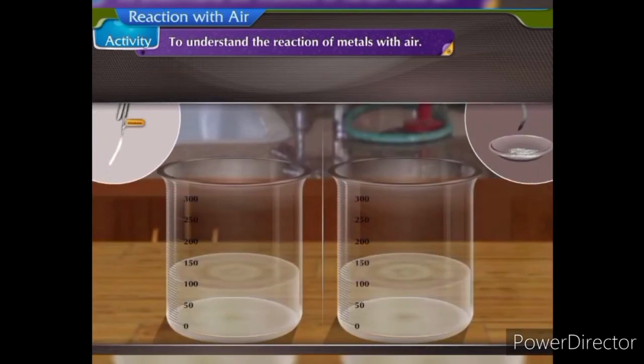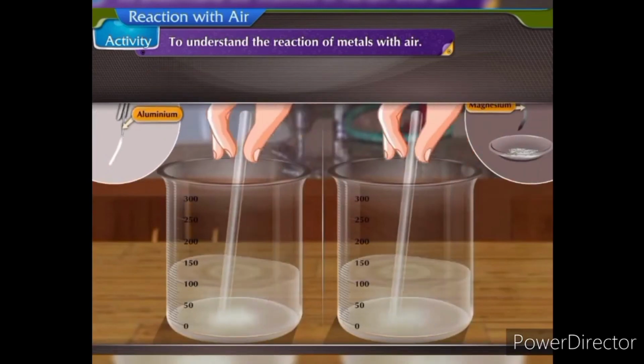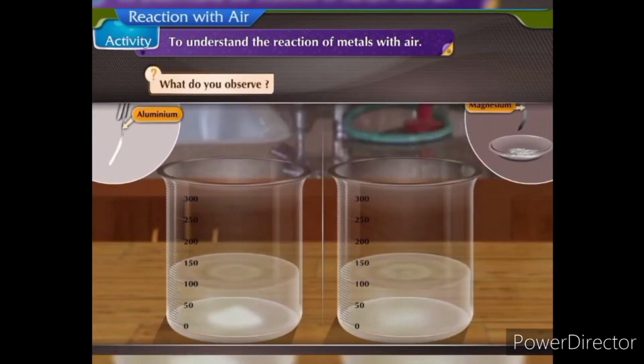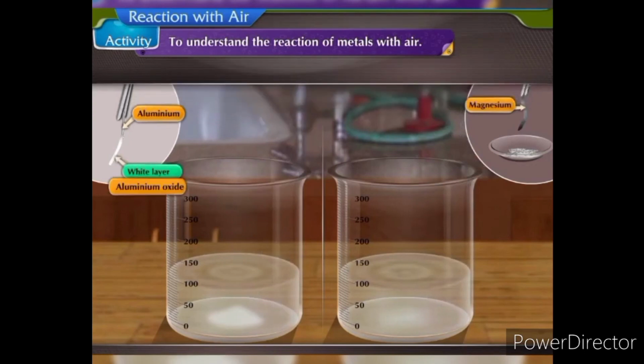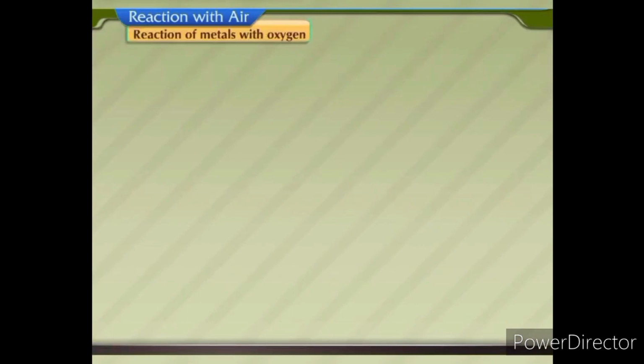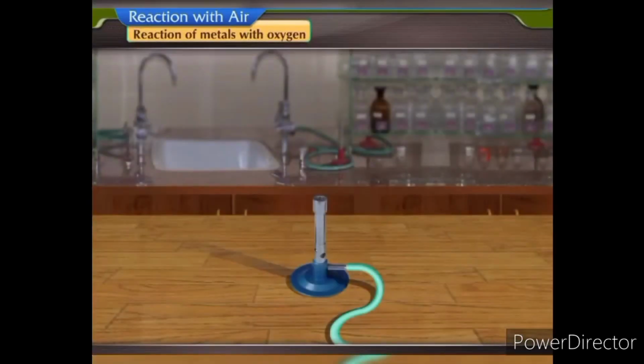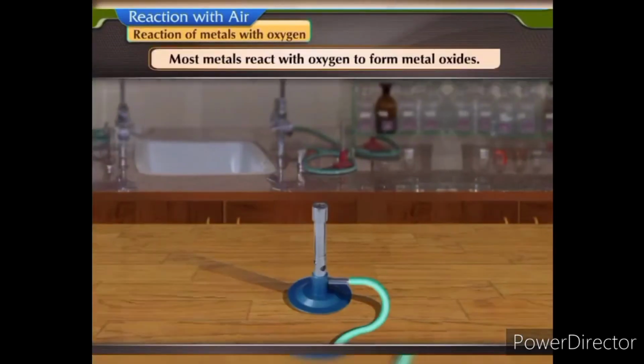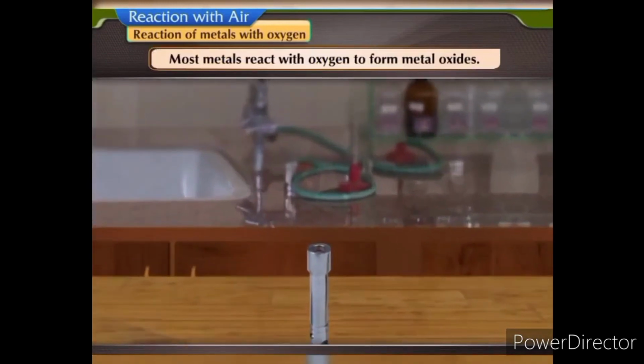Similarly, check in the case of aluminium and magnesium. What do you observe? The white layer formed on the aluminium wire is insoluble in water. The white powder formed in the case of magnesium wire is partially soluble in water. Let us now summarize the reactions of metals with oxygen. Reaction of metals with oxygen. We have seen that most metals react with oxygen to form metal oxides.